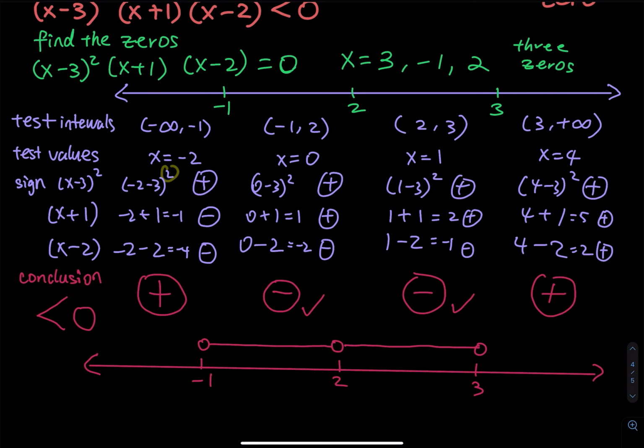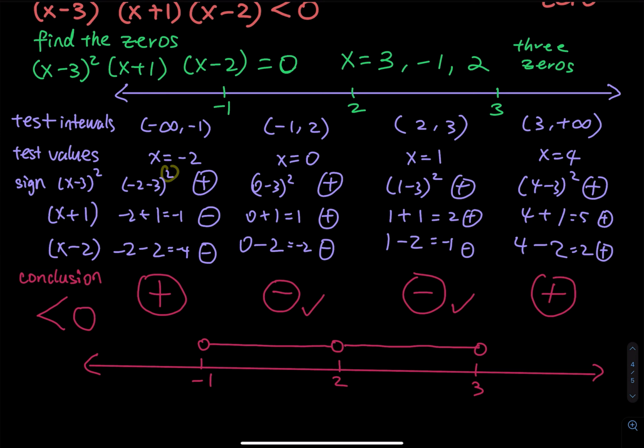We don't need them, because once you select a value in this interval or this interval, you get a positive, then that is not going to be less than 0. All right, so we are restricting our selection to this interval and that interval. Should we include the negative 1, 2, and 3? The answer is no, we do not, because there is no equal. When there is an equal, yes, you can include them.